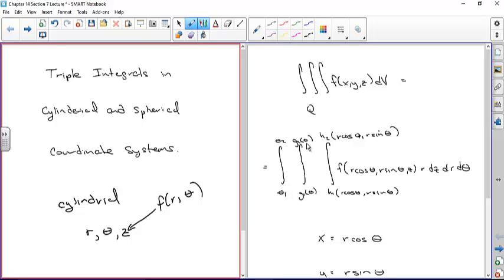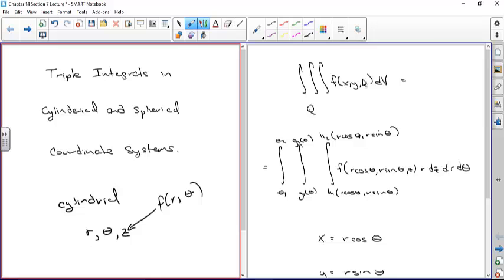So these limits, g1 of theta and g2 of theta, are the radius parts. These are just the angles. And the limits here are the z limits. Now they're showing here as a function of r cosine theta and r sine theta. That's because r cosine theta is x and r sine theta is y. So a lot of times you're given the limits in terms of z as a function of x and y, and then you convert it to z as a function of r and theta.